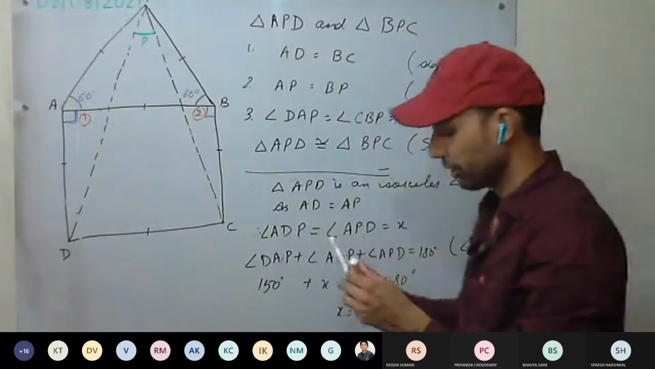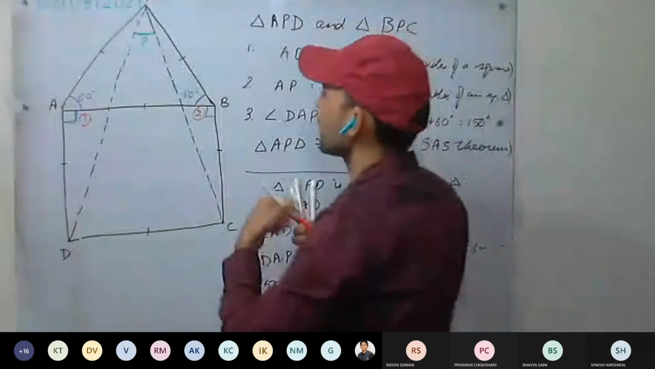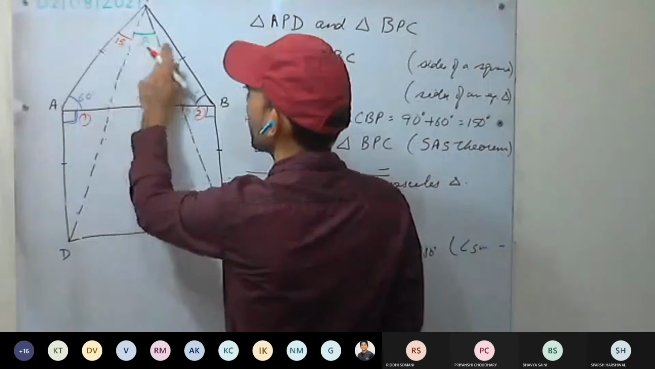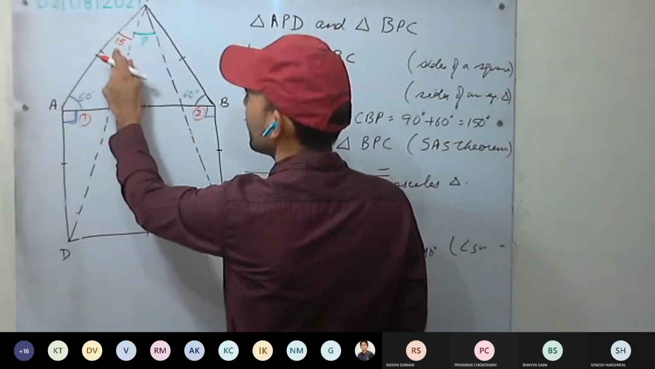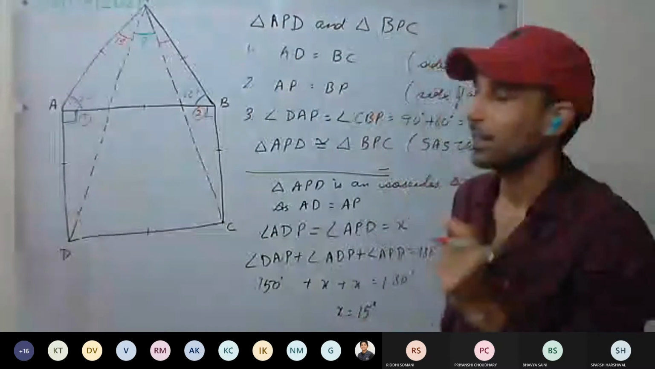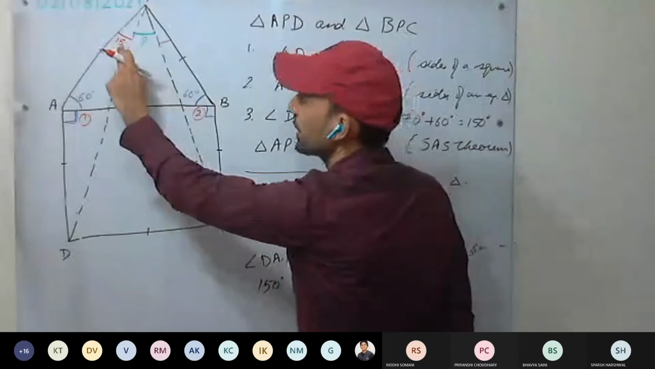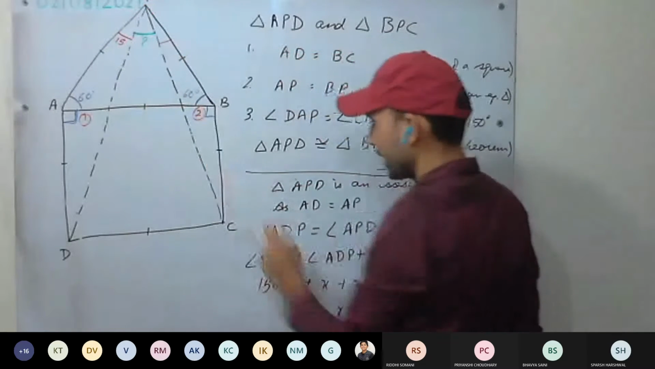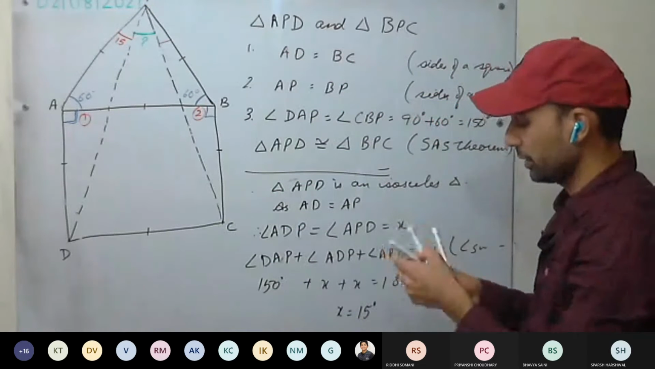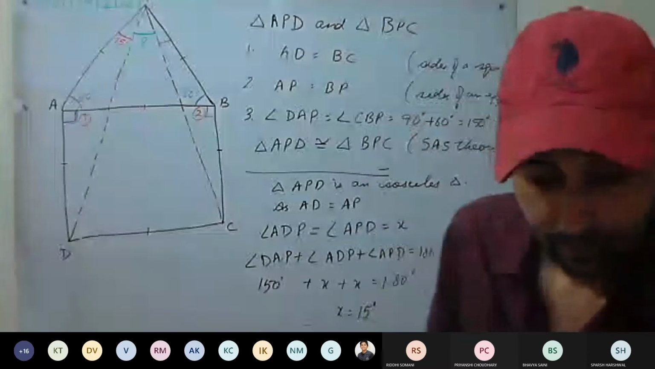So this angle we have calculated, and it comes out to be 15 degrees. So these two angles are equal. This angle will be how much? See here, these two triangles are congruent. It means this angle will be equal to this angle. You have to write that one as well. So next, we have finished up to here. I'm rubbing this part.